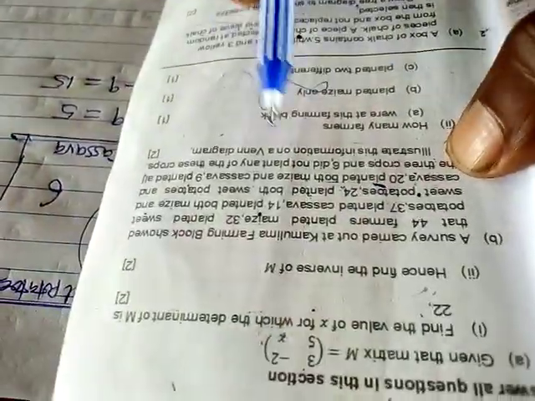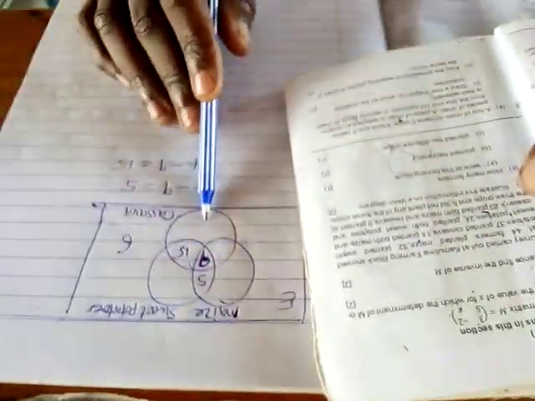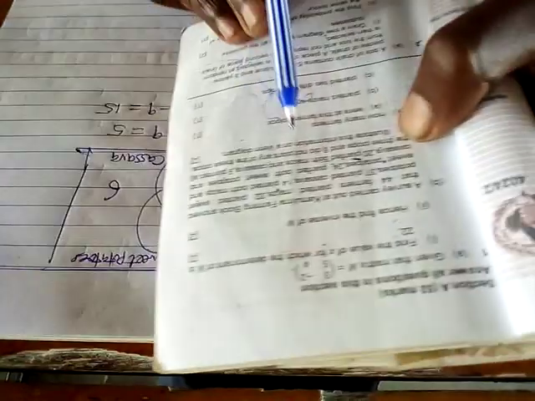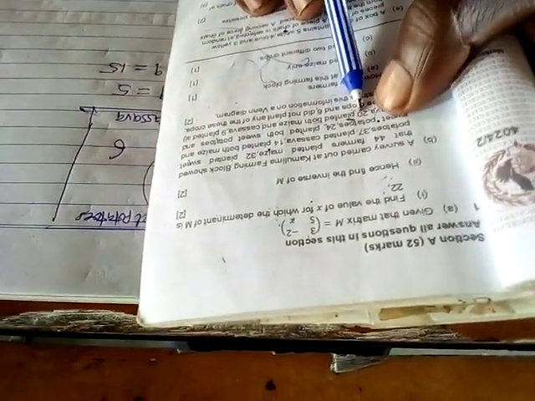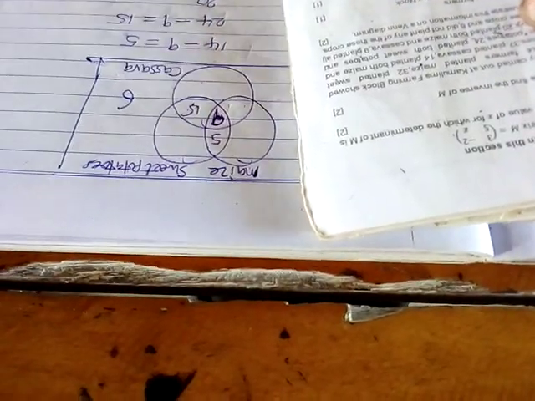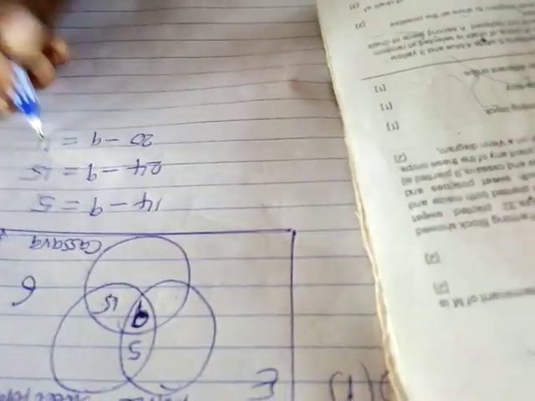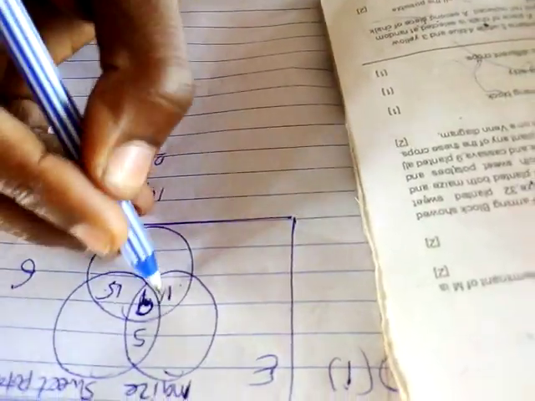The next: 20 planted both maize and cassava. The intersection of maize and cassava is here. Are we going to write 20? No, we are going to say 20 minus 9, the number at the intersection. We get 11, so 11 should be put here.